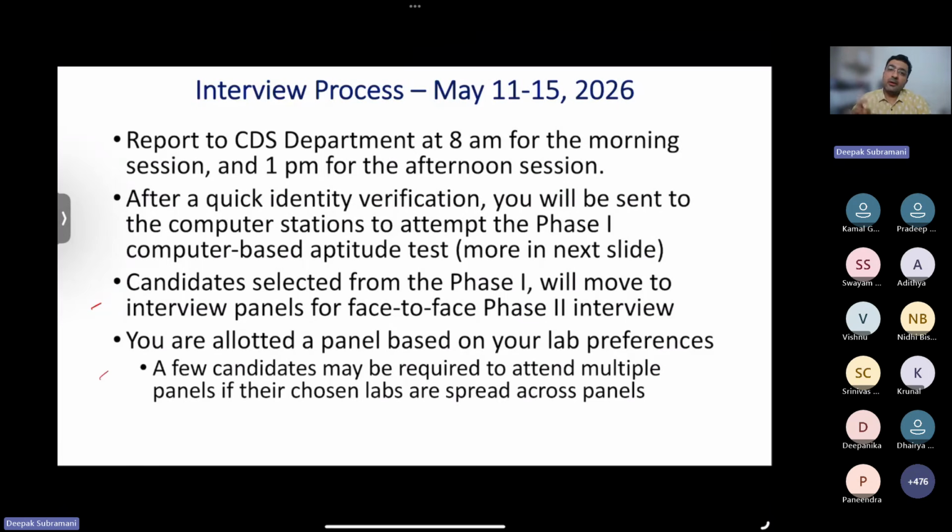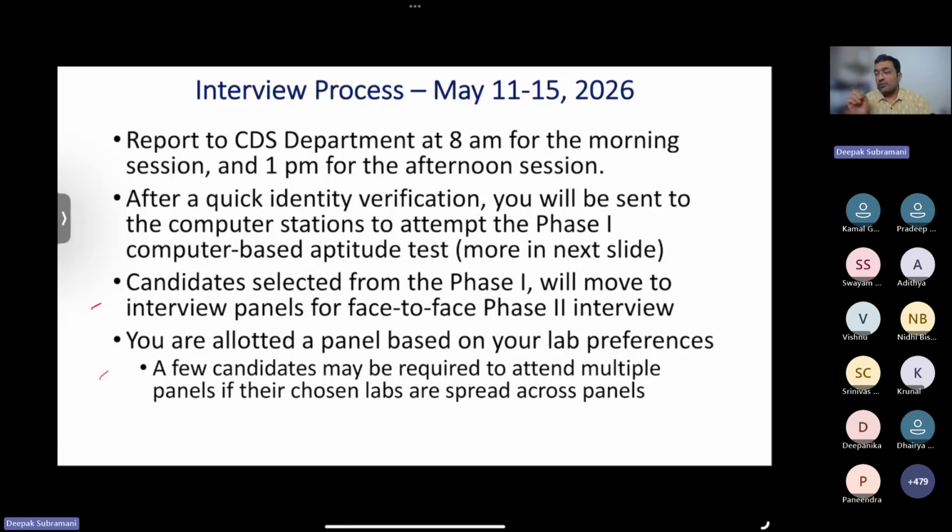So it is very important that you fill in the candidate information form that we have shared, the Google form. You have to fill in which labs you prefer to go. Some candidates, not all, but a few, may be required to attend multiple panels if their chosen labs are spread across panels.